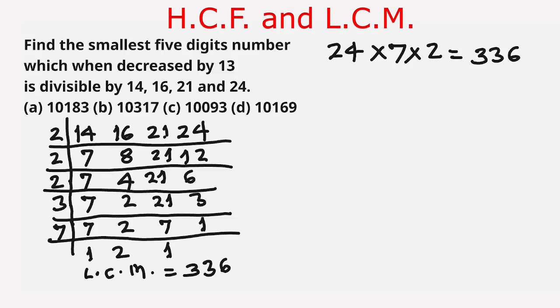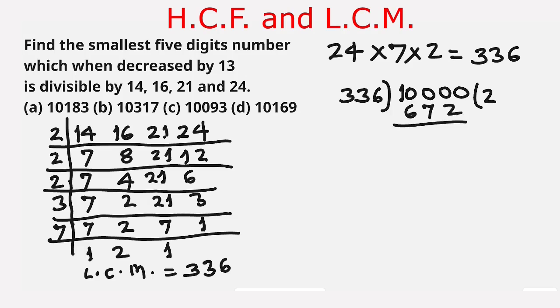Now the least 5-digit number is 10,000. We divide 10,000 by 336. 336 divides the initial 4 digits, 1000, 2 times. 2 times 336 is 672. On subtracting 672 from 1000, we get 328. We carry 0 from above. 336 divides 3280 for 9 times.